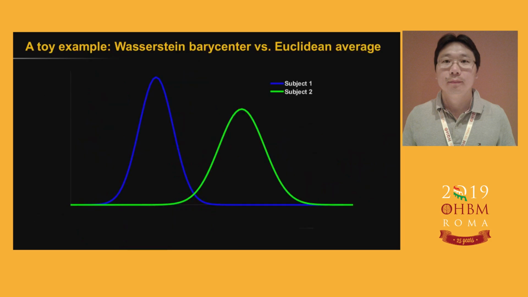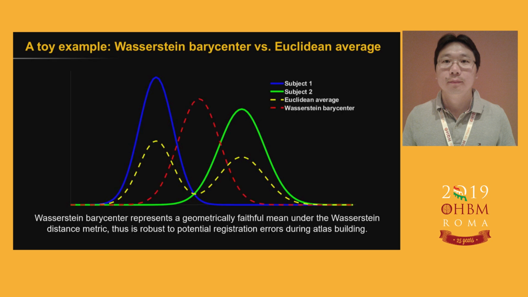So let me give you a toy example. We have two subjects. This is the cortical attribute distribution. Here there is slight misalignment between them, but if we simply do the Euclidean average, we will get the yellow profile, which anatomically and geometrically is not very meaningful. So our aim is to use the Wasserstein barycenter, because this is a geometrically more meaningful mean under the Wasserstein distance metric. In this way, the atlas is robust to potential registration errors.